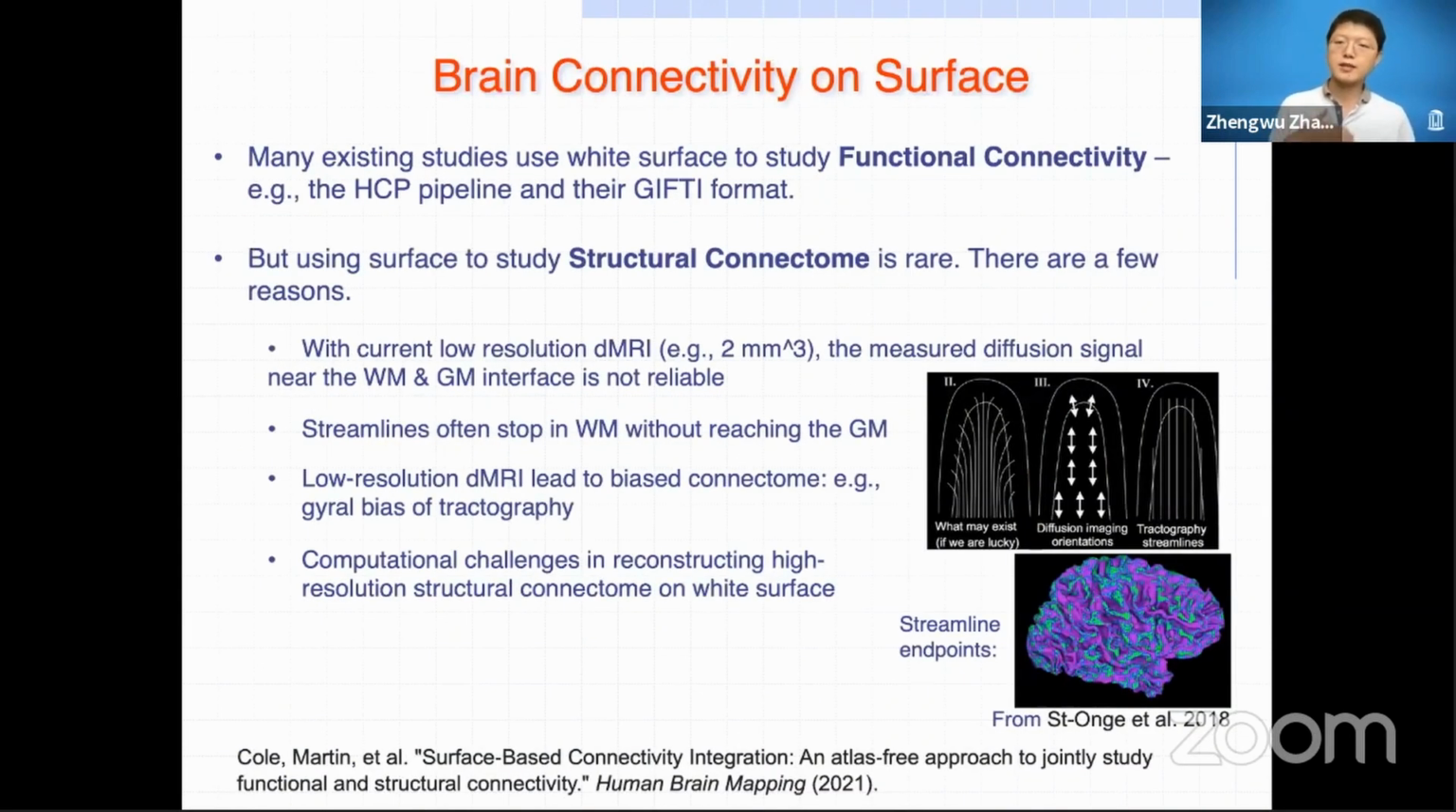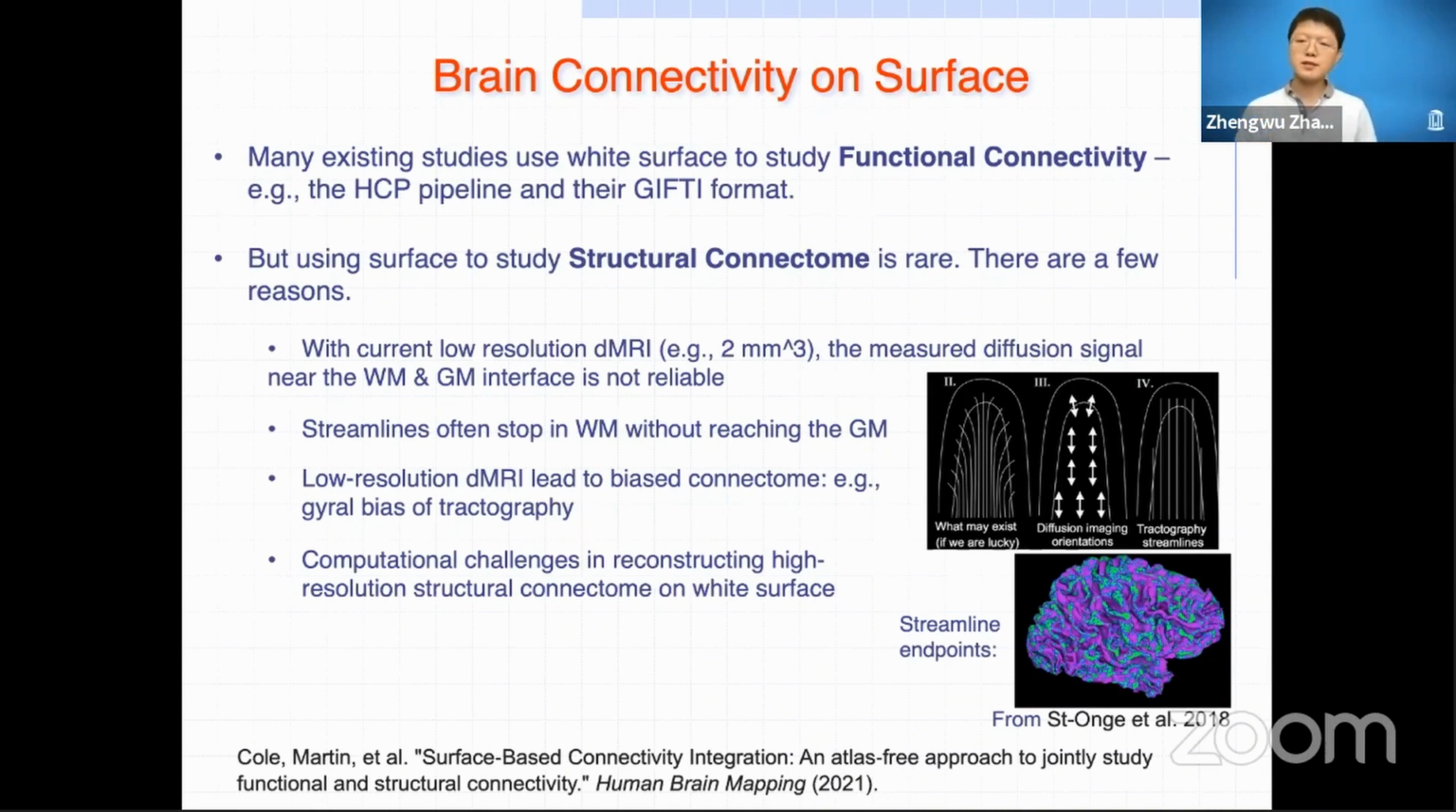So okay, let's shift to the topic of connectivity. In this talk, I'm interested in two types of connectivity. One is functional connectivity, and another one is structural connectivity. Functional connectivity has been well studied on the surface because the Human Connectome Project pipeline actually promotes the study of functional connectivity on the surface. They even developed a format called GIFTI format to store the data on the surface. However, structural connectivity is pretty rarely studied on the surface.